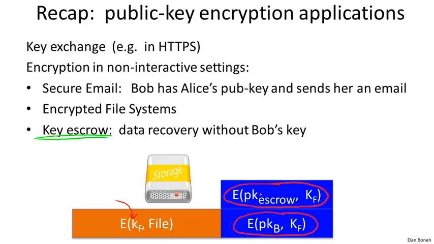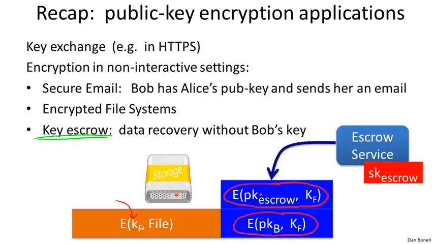Now later Bob disappears, and now the company needs to recover Bob's file. What does it do? Well, at this point it would contact the escrow service. The escrow service would read this part of the header, use its secret key to decrypt the header and recover KF, and then use KF to decrypt the actual file. Okay, so in this way, you notice that the escrow service was completely offline. There was no interaction with the escrow service until the point at which it was actually needed. And again, you can see that this is a very clean and elegant application of public key encryption.